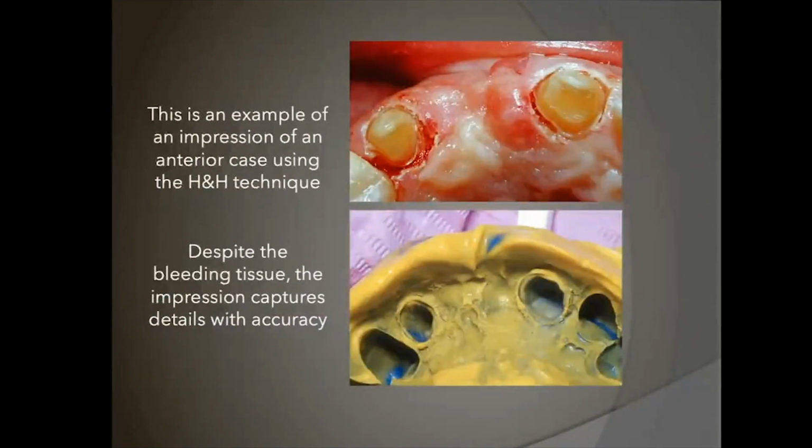Here's an example of an impression of an anterior case using the H&H technique. You can see we have nice margins. We've prepped, used the laser around the sulcus to give us a little more room. That tissue is very, very tough as far as its adhesion to the tooth, so just a small amount of troughing with a laser usually will do the trick. Despite the bleeding tissue, the impression will capture the details with accuracy. So we don't worry too much about bleeding. As long as it's not actively oozing, it's usually not a problem.